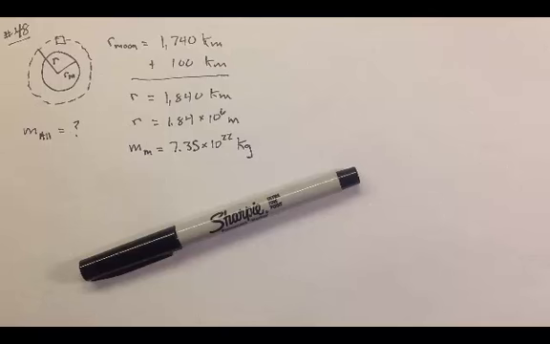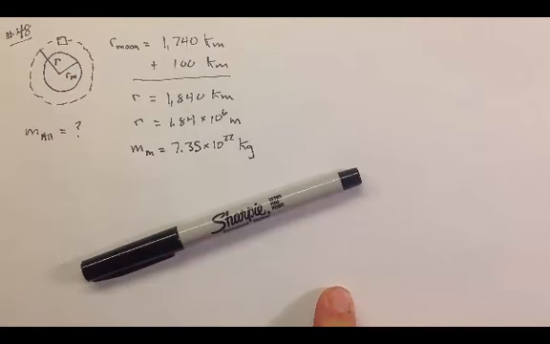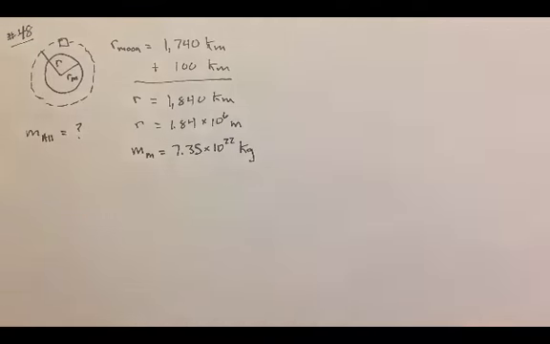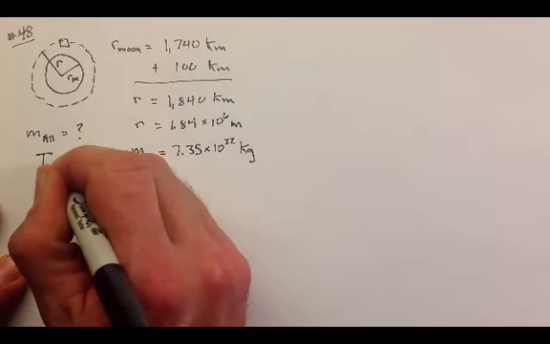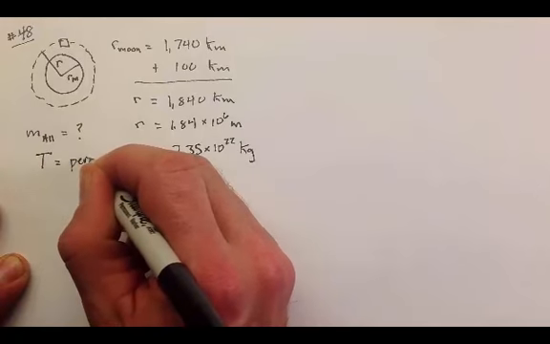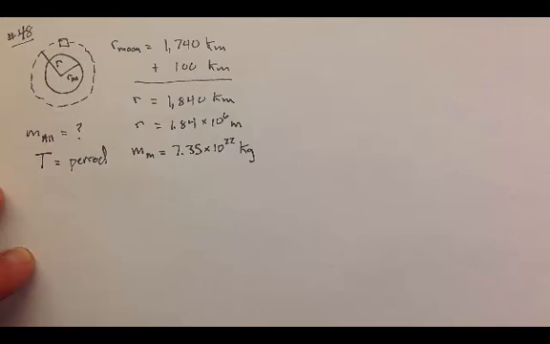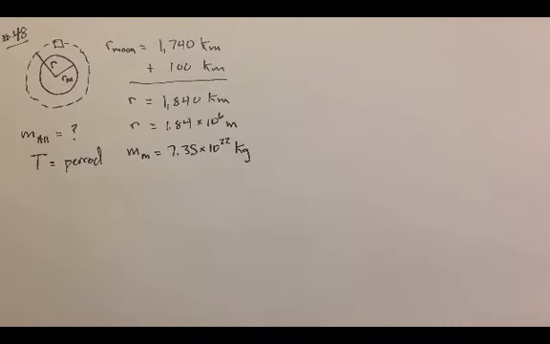So, here's the problem. The problem says Apollo 11 orbited the moon at a distance of 100 kilometers from the moon's surface. Use your knowledge of physics to determine how long it took for one orbit of the moon. All right, and as we all know, time is often called the period in physics, and it's represented with a capital letter T. So, what is the period of Apollo 11 going around the moon?